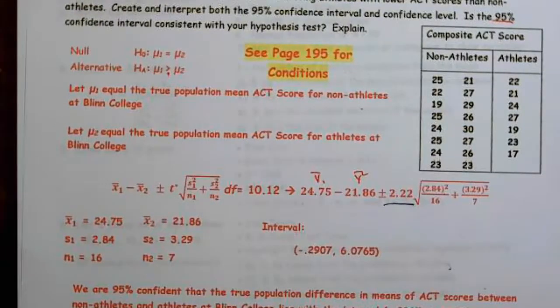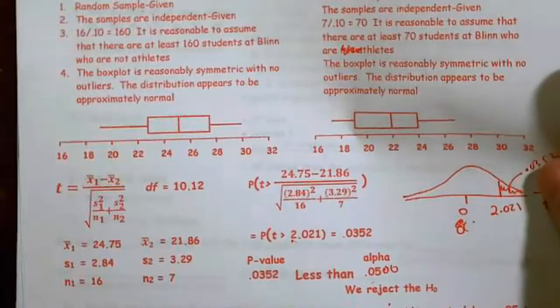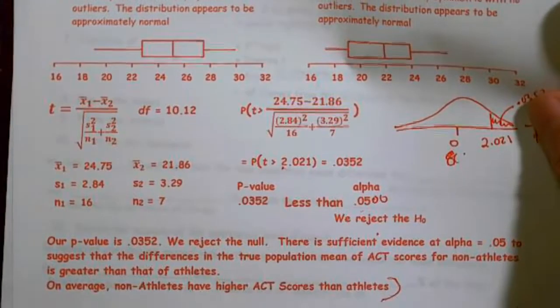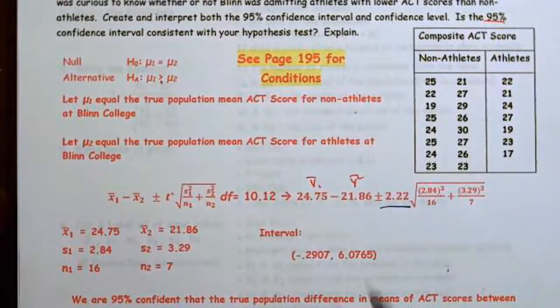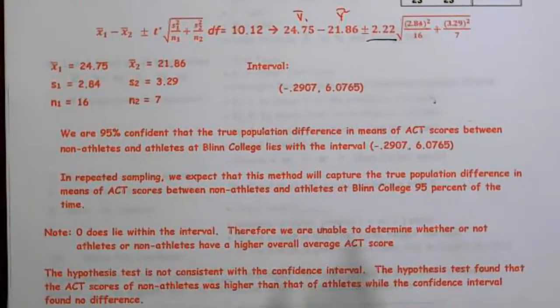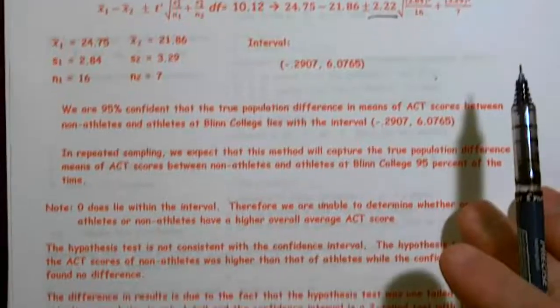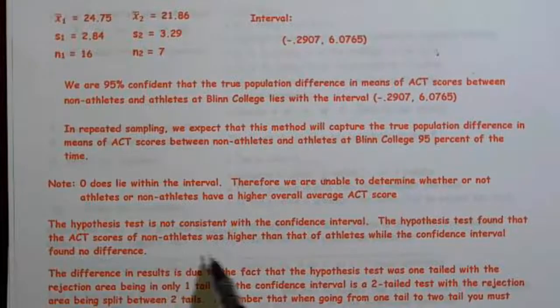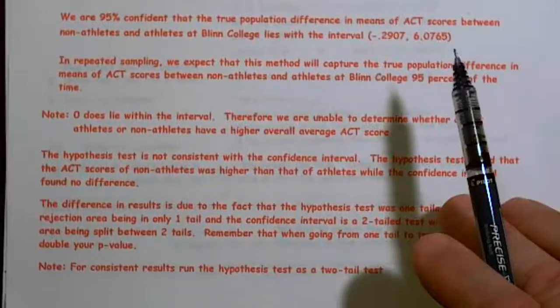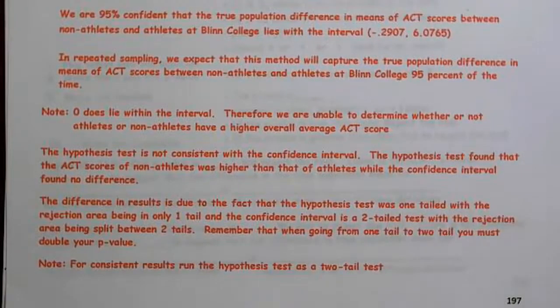The last thing is, they ask, is the 95% confidence interval consistent with your hypothesis test? Well, on the previous part of this video, we rejected. We said our p-value was less than alpha, so we rejected, but here we can't make a decision because 0 is contained. So the hypothesis test is not consistent with the confidence interval. The hypothesis test found the ACT scores of non-athletes were higher than those of athletes, while the confidence interval could not determine a difference.